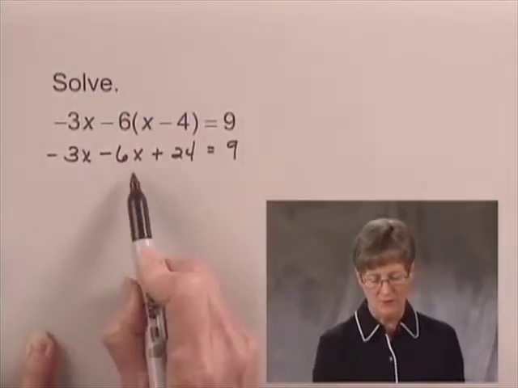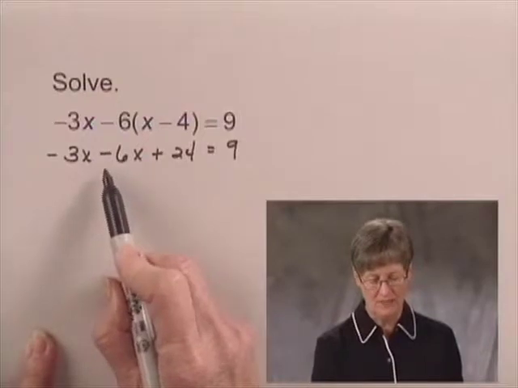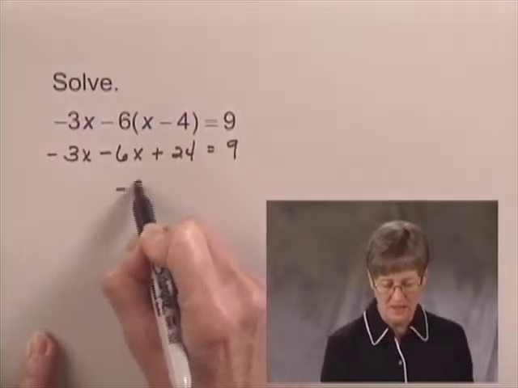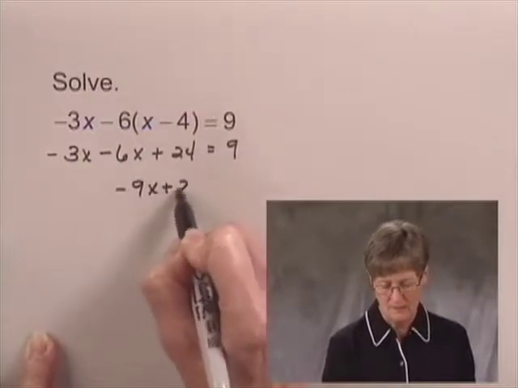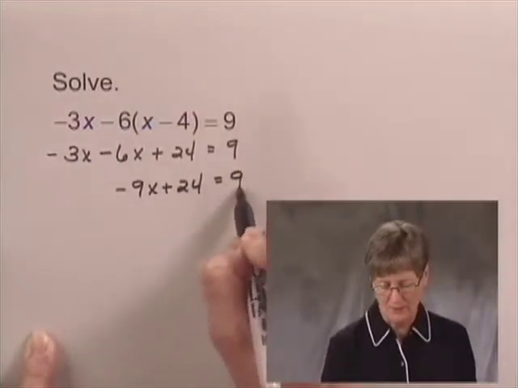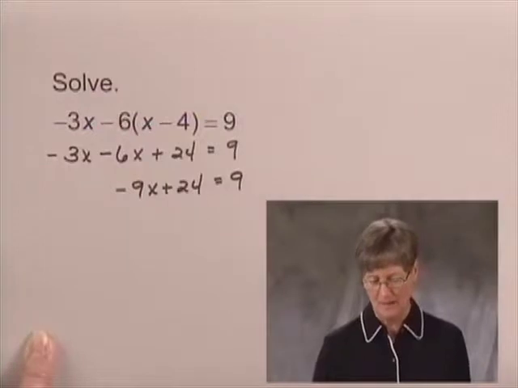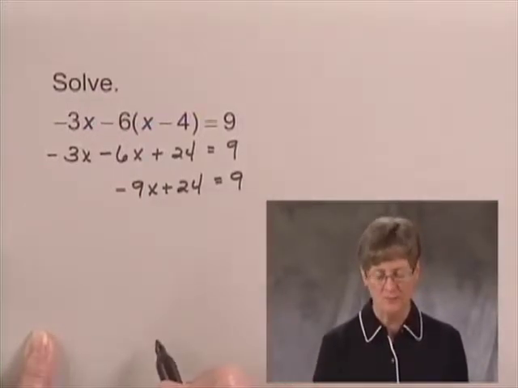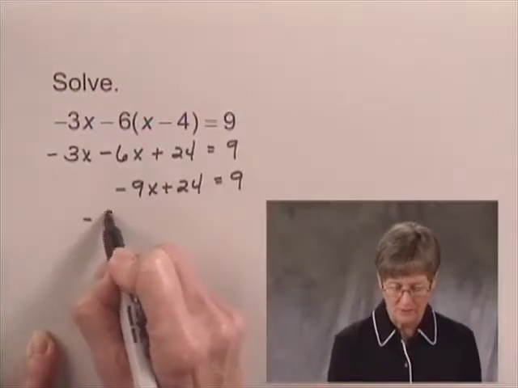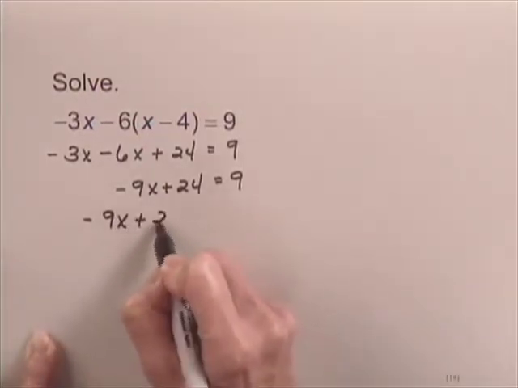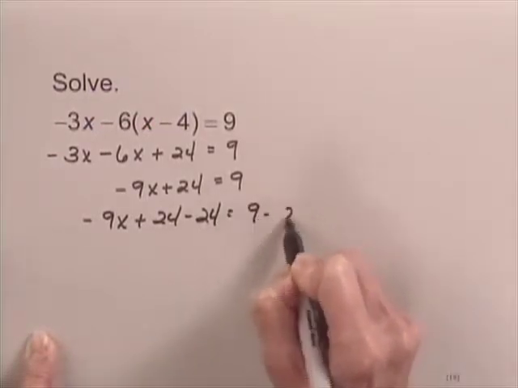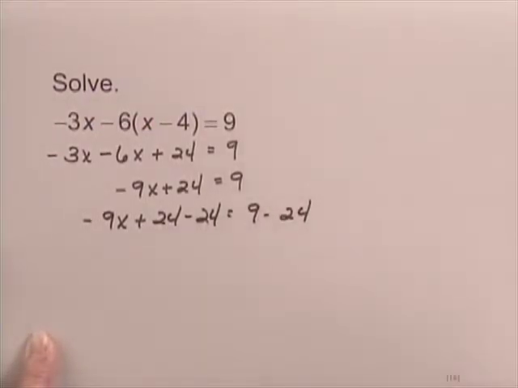Now I have two x terms on the left-hand side, negative 3x minus 6x, and I can collect them. That's equal to negative 9 times x. That plus 24 is equal to 9. I can now get the x term alone on the left-hand side by subtracting 24 on both sides of the equation. So we'd write negative 9x plus 24 minus 24 equals 9 minus 24.